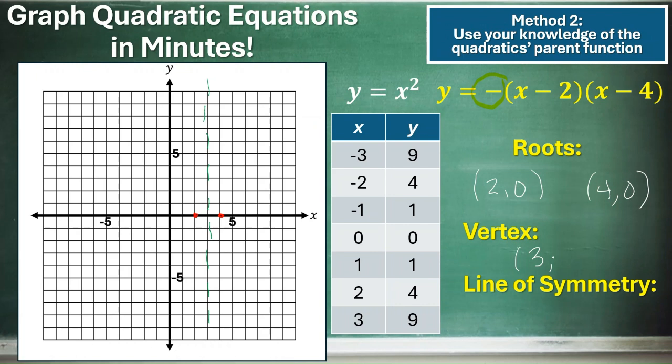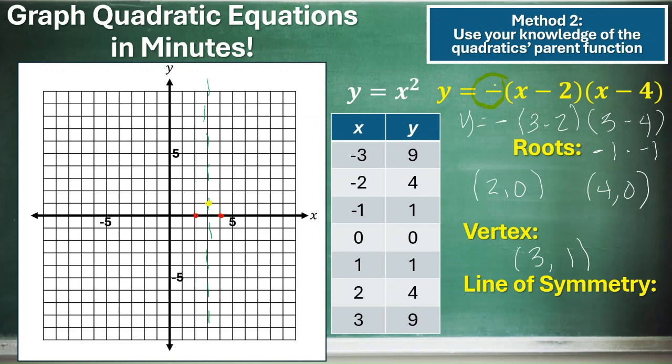Okay, to find the y value of our vertex, I'm going to go ahead and plug 3 in everywhere I see x. So we end up with, I'm running out of room here, negative times 1, which is negative 1, times negative 1, which is 1. Negative 1 times negative 1 is 1. So our vertex is at positive 3, 1. So I'm going to go ahead and plot that. If I said negative 3, it's positive 3, 1. So here's 3 and up 1.